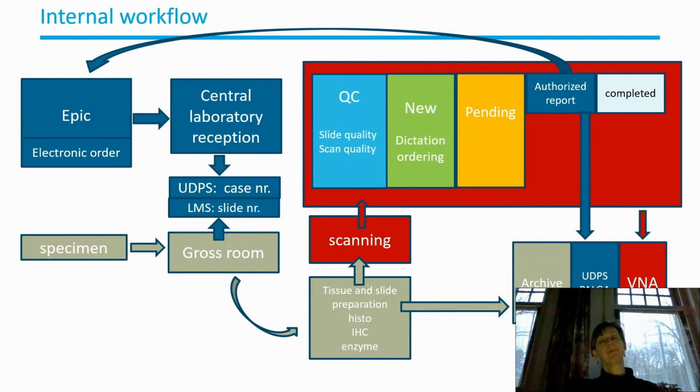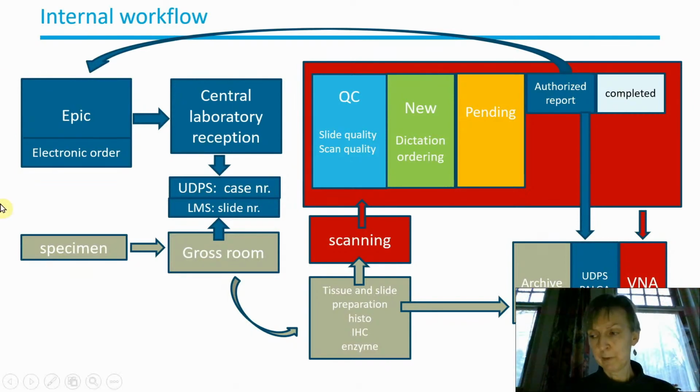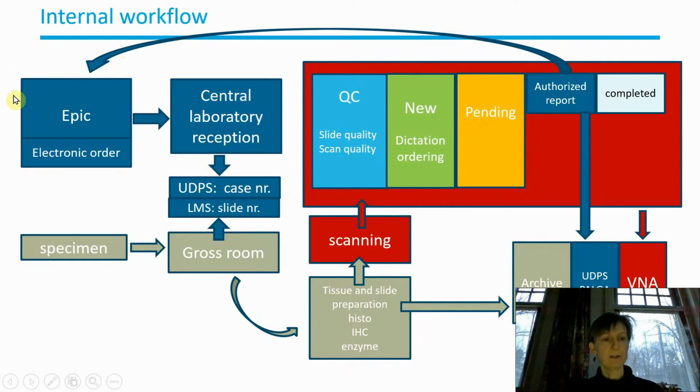This is a rather simple diagram now of what our process looks like. So at the left side, you see we have an electronic patient system, EPIC, where the clinicians can place an electronic order for the specimen, the biopsy, or the resection.